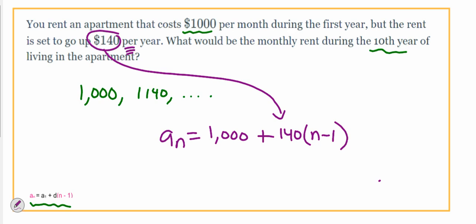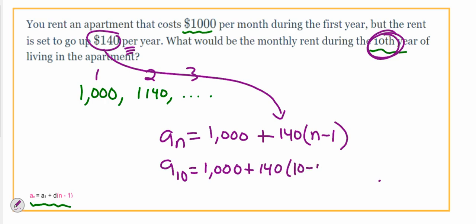Okay, the bell rang, so I'm going to speed it up real quick. We want to know the 10th year. That means we want to know the 10th term. This is our first term. The first year we pay 1,000. The second year we pay 1,140. The third year, right, we add another 140 to that. So if we want to know our 10th term, we're just going to plug 10 in wherever we see an n. Then we're going to pick up our calculator and put this part into our calculator, make it do all the work for us, right? All right, I'm picking up my calculator right now.